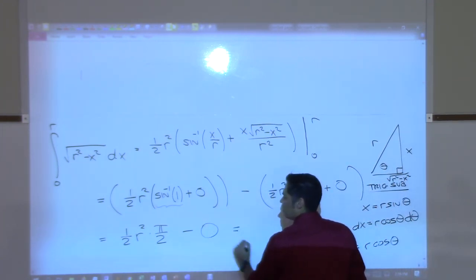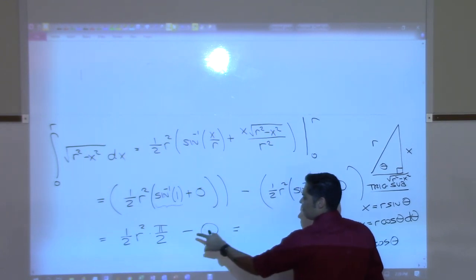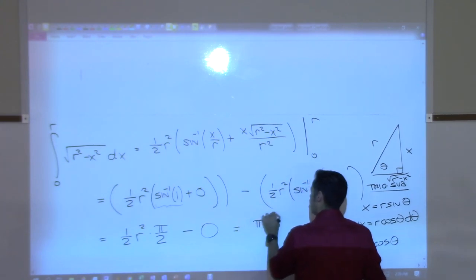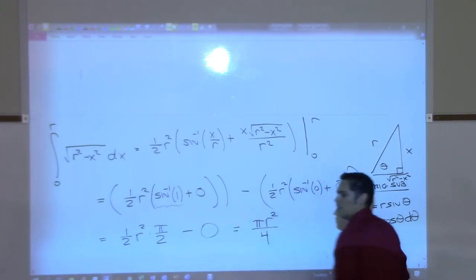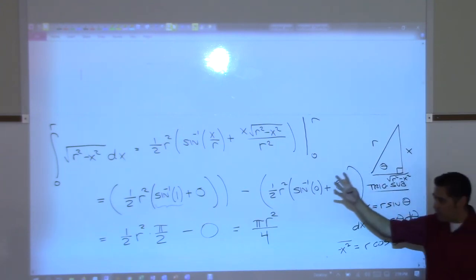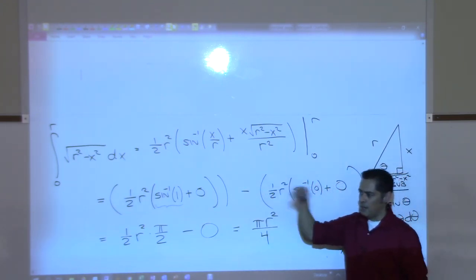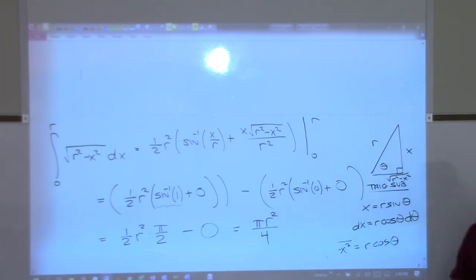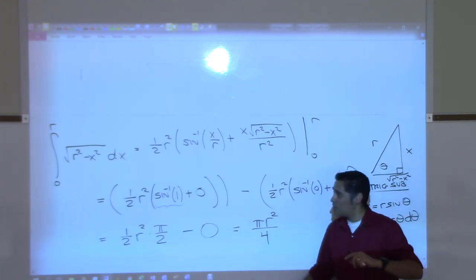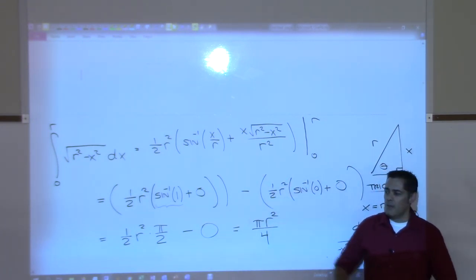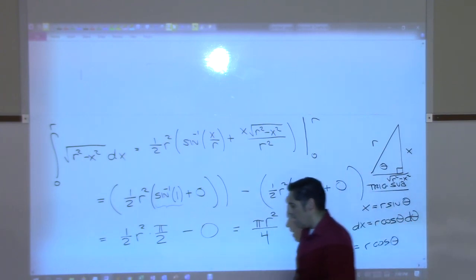So what's our answer? Pi r squared over 4. But that was just the first quadrant. So we multiply that times 4, and we get the whole circle, pi r squared. I did that all in about 10 minutes. That was so much stuff we've already learned this semester, right? In one go.